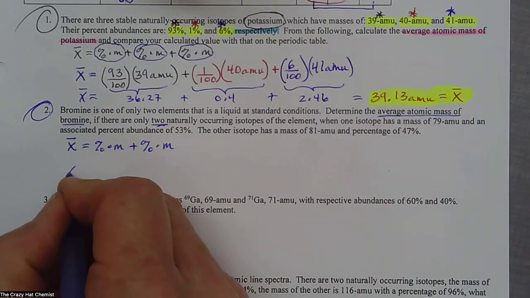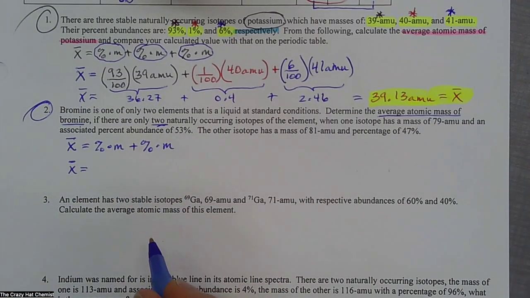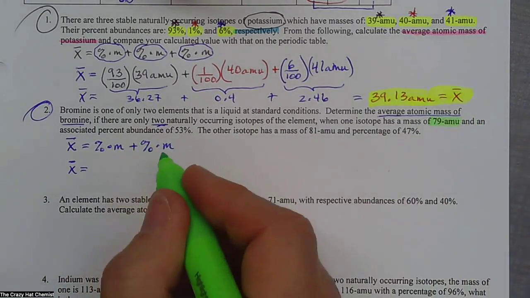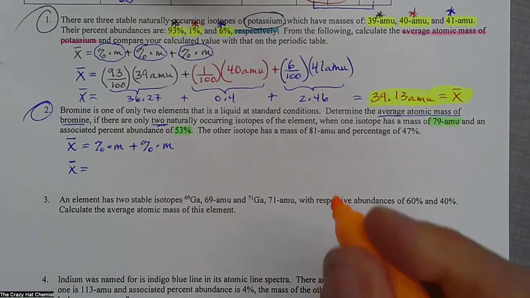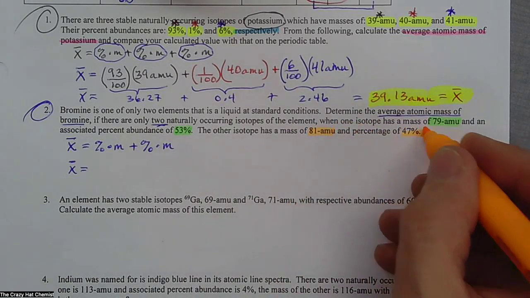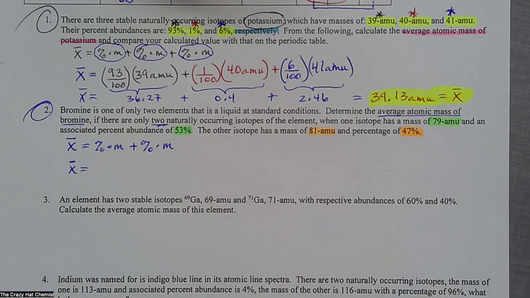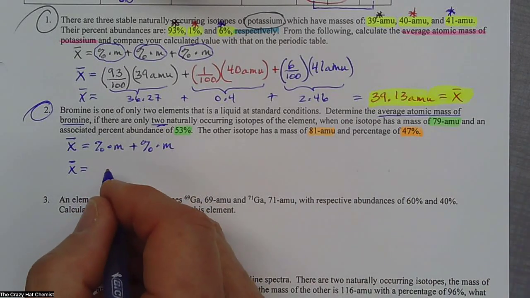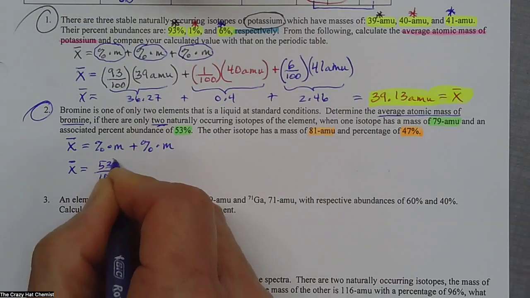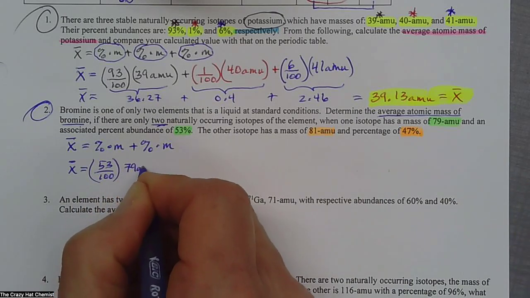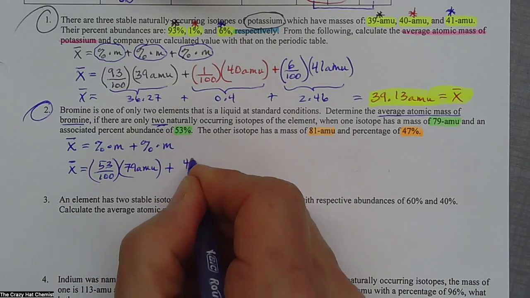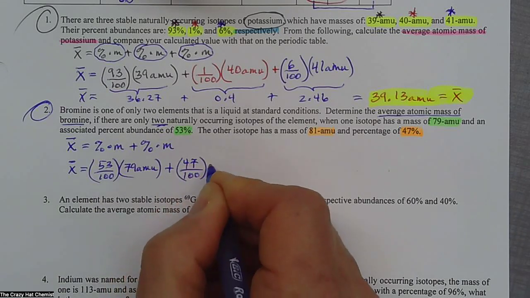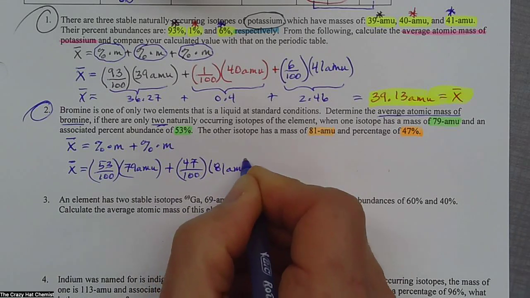So we're going to calculate the average, and that's X bar. We have 2 naturally occurring isotopes. We have a mass of 79 atomic mass units with 53%. That's one of them. The other one has a mass of 81 atomic mass units and a percent of 47%. So we're going to have our percentage of 53 over 100 times our 79 atomic mass units. I've kept the green numbers together, and then we have 47%. That's 47 divided by 100 times the 81 atomic mass units.